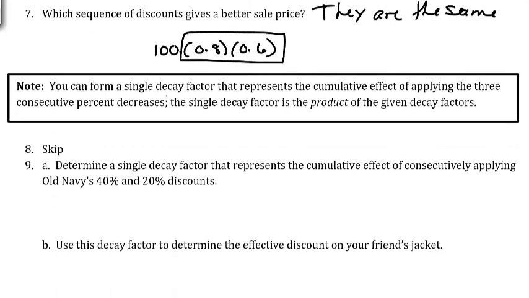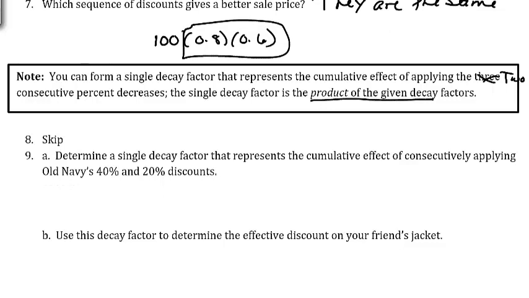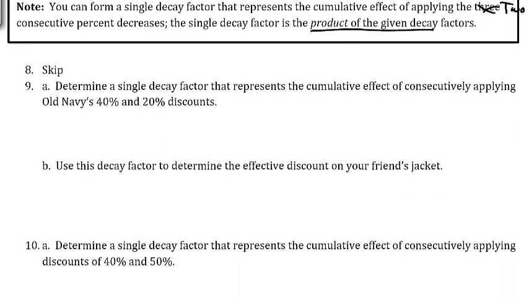So you can form a single decay factor that represents the cumulative effect of applying the 2 consecutive percent decreases. There is a single decay factor, and that's the product of the given decay factors. So just like I was talking about right here. So you can multiply these two together to give you a single decay factor, and however many discounts or increases there are.